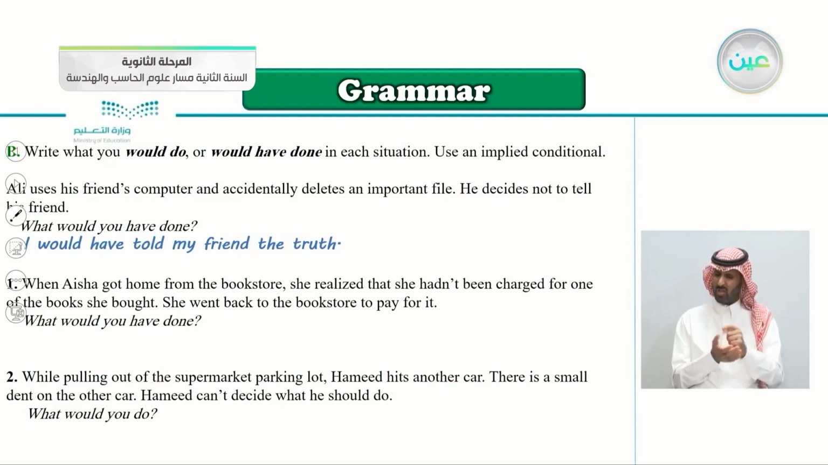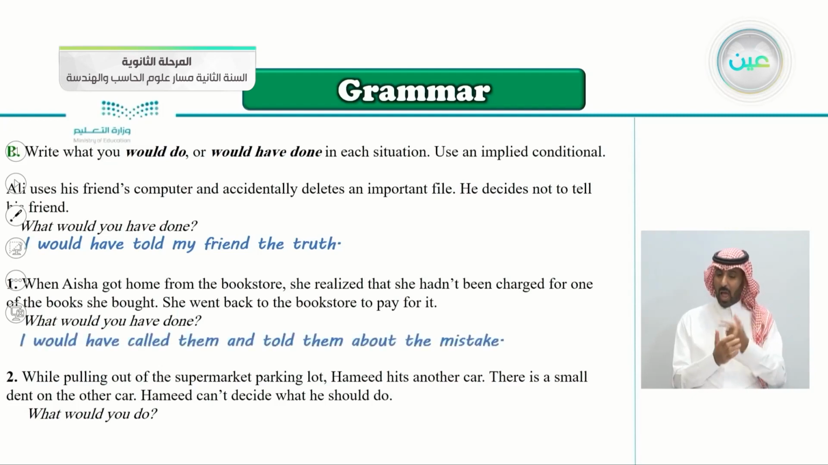So the first situation, when Aisha got home from the bookstore, she realized that she hadn't been charged for one of the books she bought. She went back to the bookstore to pay for it. What would you have done? Would you do the same thing as Aisha or something different? For me, I would have called them and told them about the mistake. Then later, of course, I would go to pay for it.